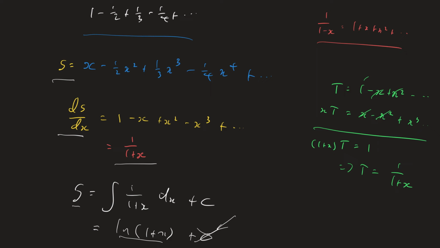In this way we can go backwards, and starting with this alternating series here, we can deduce that it's related to the logarithm of 1 plus x in some way. Precisely, the logarithm of 1 plus x is equal to this series, and when we set x equal to 1, we recover this series here.